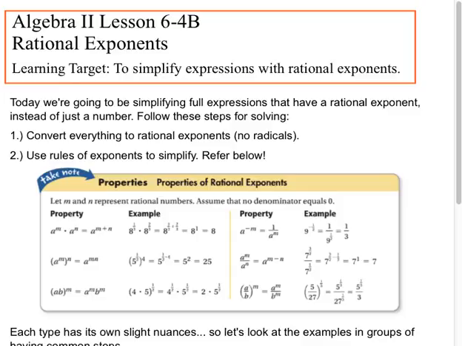Welcome back. Today we're going to focus on simplifying expressions that have rational exponents. Previously we took a look at how you can convert back and forth between rational exponents and radicals. We talked about the connection that those two things have. Now we're going to move fully into how we can use the properties to simplify things with rational exponents.